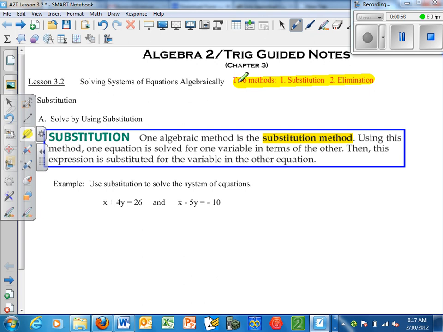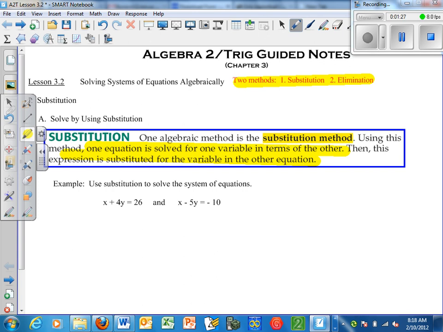But substitution: one equation is solved for a variable in terms of the other. If it doesn't start out that way, you have to get one of the equations solved for one of the variables. Then that expression is substituted in for the variable in the other equation. So let's say you solve one of the equations for y and you get 2x plus 4. Then in for y in the other equation, you would substitute 2x plus 4. And we'll do that for this example down here.